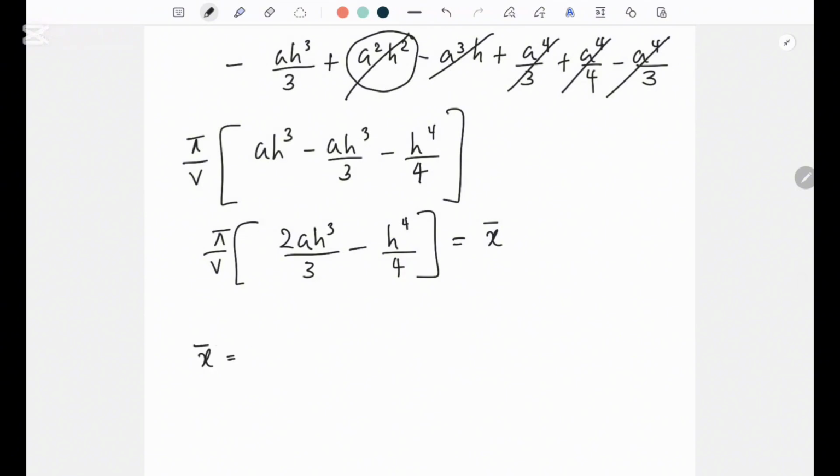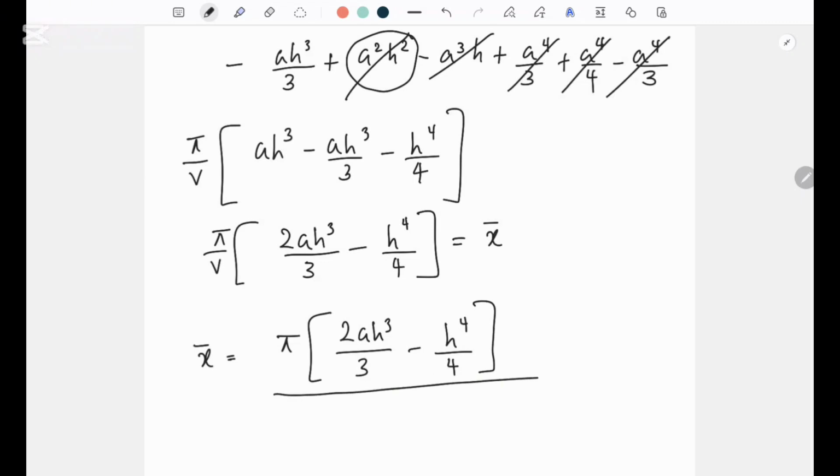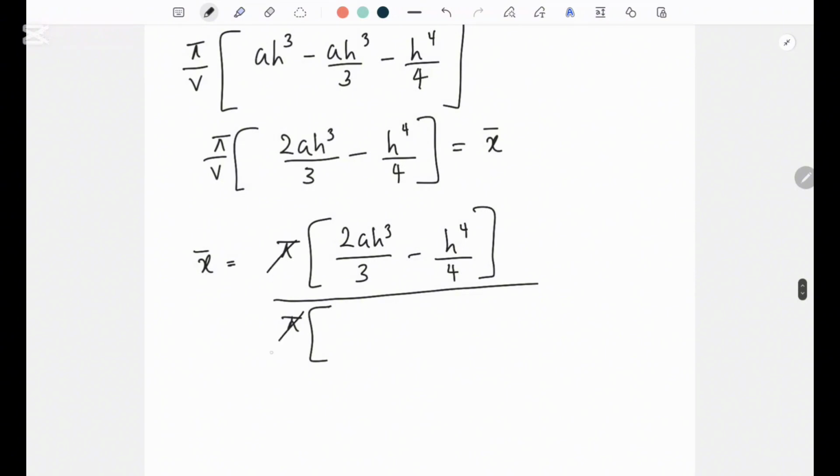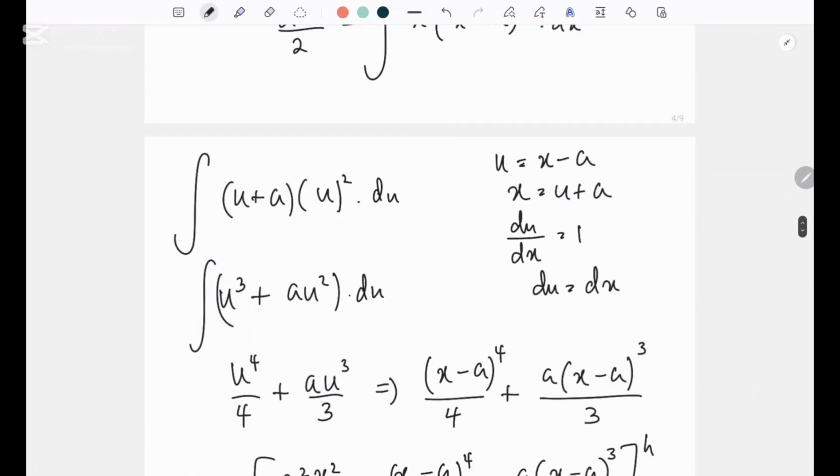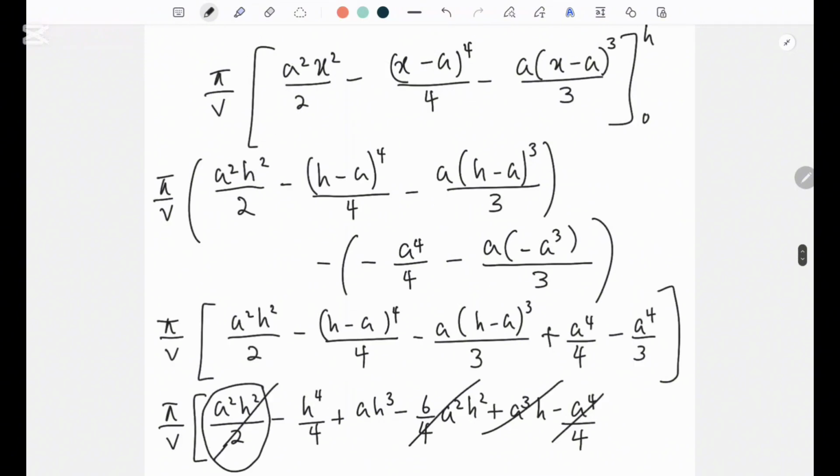equals pi over v. So remember, this is from the original, right? So 2ah to the power 3 over 3 minus h to the power 4 over 4 over. Now let's put in our volume. It's pi into. Pi's will cancel off. So what was the volume? It was ah squared minus h cubed over 3. Let me just recheck that. I think I'm right. Yep.